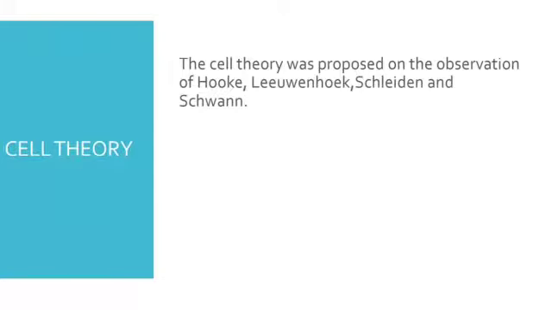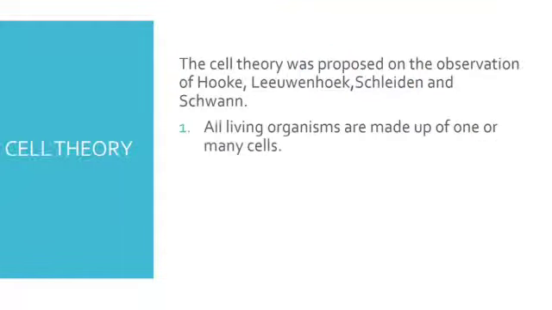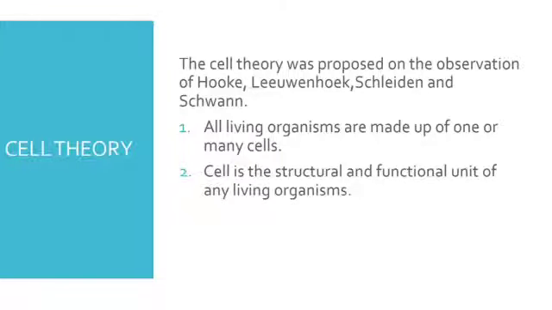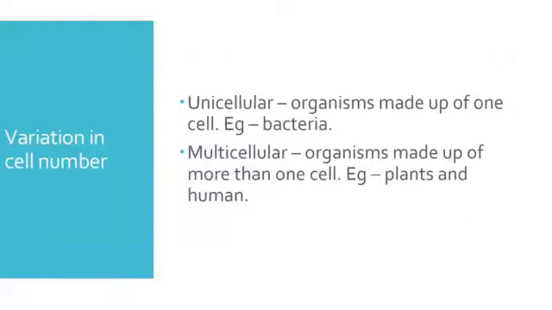Now, next comes cell theory. By seeing all these observations, Hooke, Leeuwenhoek, Schleiden, and others proposed a cell theory that consists of 3 points. First point, all living organisms are made up of one or many cells. The cell is the structural and functional unit of any living organism. New cells arise from older cells by division.